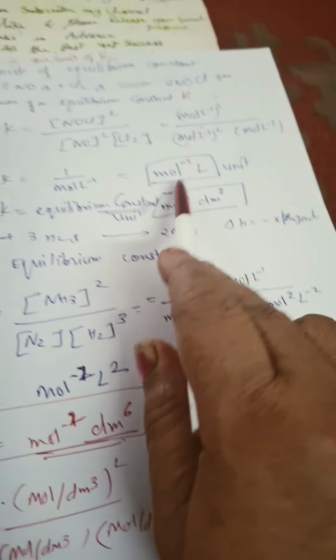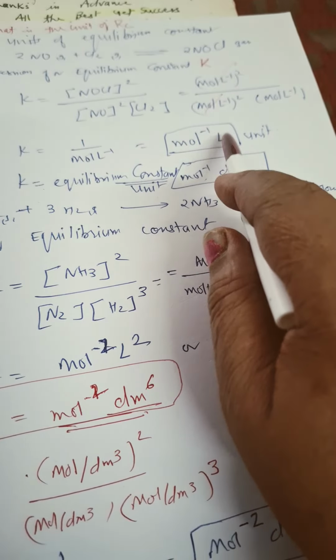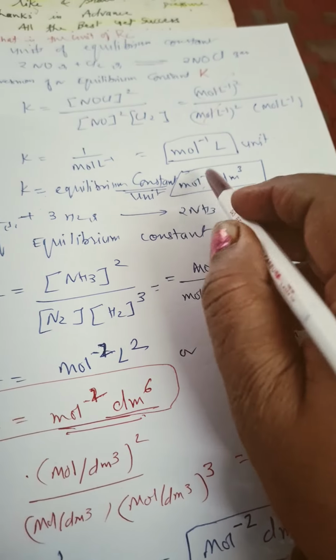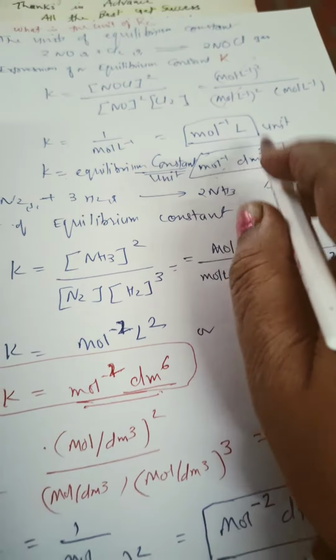Suppose in terms of mole per dm cube, at that time we will write it in terms of dm cube. So mole inverse and dm cube. This is the equilibrium constant for this reaction.